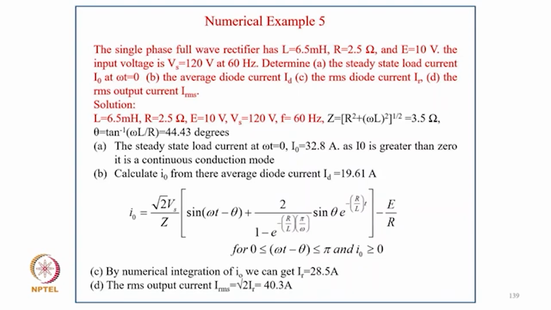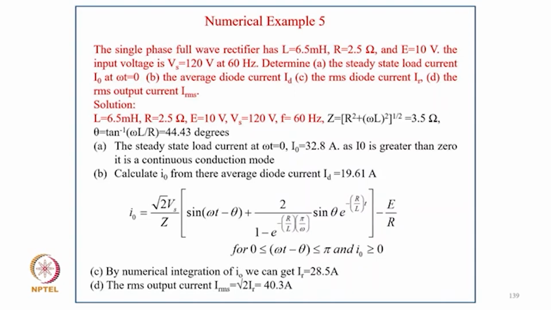So the solution is L equal to 6.5 millihenry, R equal to 2.5, E equal to 10, Vs equal to 120, f equal to 60 Hz. So Z equal to square root of R square plus omega L square, 3.5 ohm, and theta equal to tan inverse omega L upon R. So that is 44.43 degree. And the steady state load current at omega t equal to 0, I0 equal to 32.8 ampere. As I0 is greater than 0, it is continuous conduction mode.